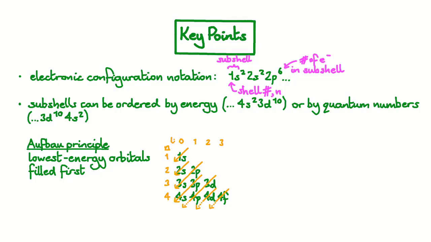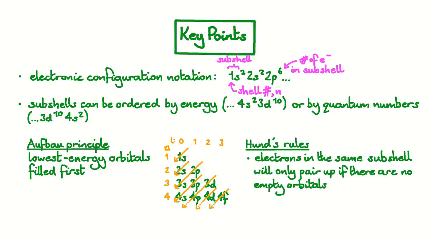This estimate is pretty effective for the main group elements. And Hund's rules tell us that electrons in the same subshell will only pair up if there are no empty orbitals, and that unpaired electrons in the same subshell will have the same spin.